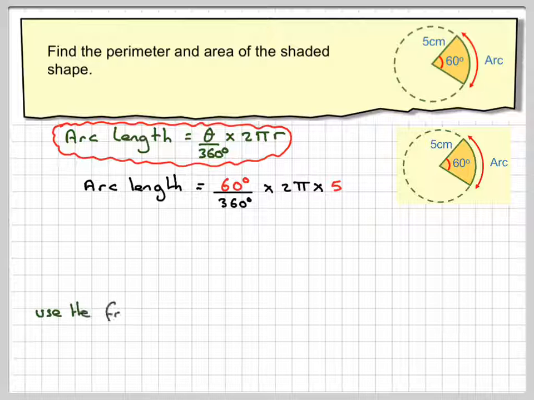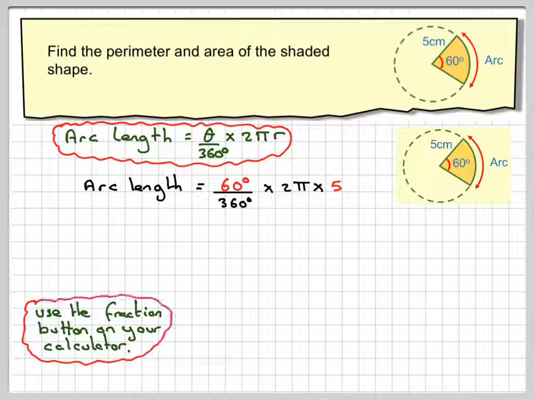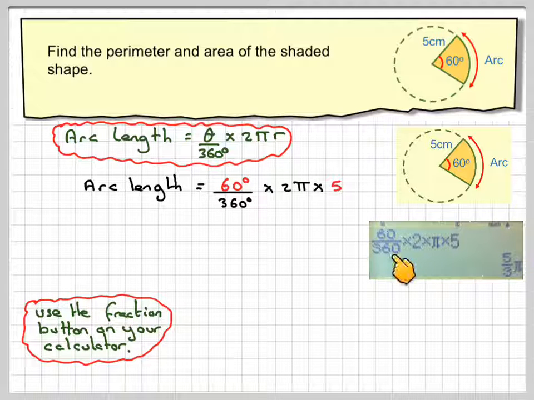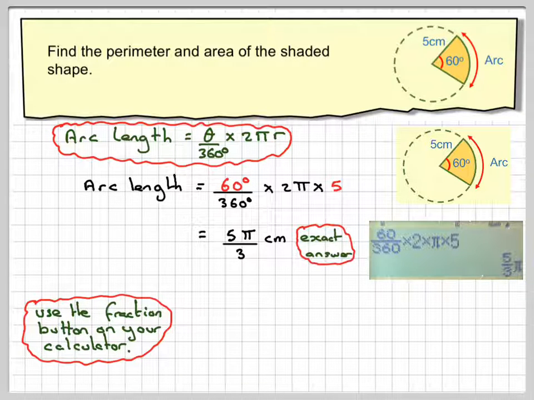So putting that in using the fraction button on the calculator, that's going to give 60 over 360 times 2 times pi times 5. So use the fraction button, and that gives 5 over 3 times pi. So it's 5 pi over 3 centimeters. Now this is called the exact answer.